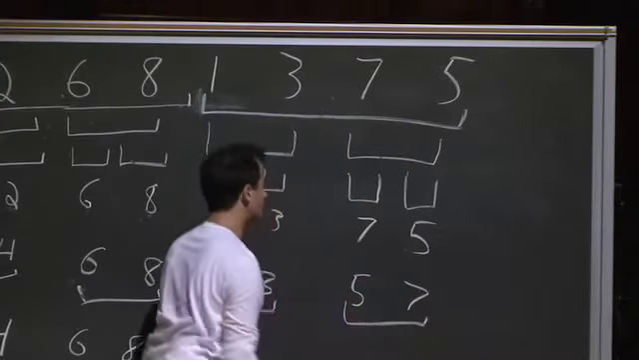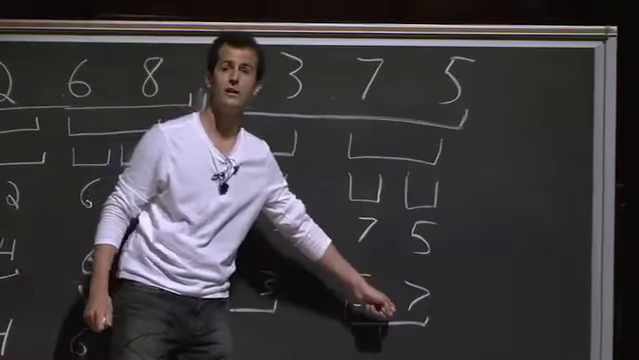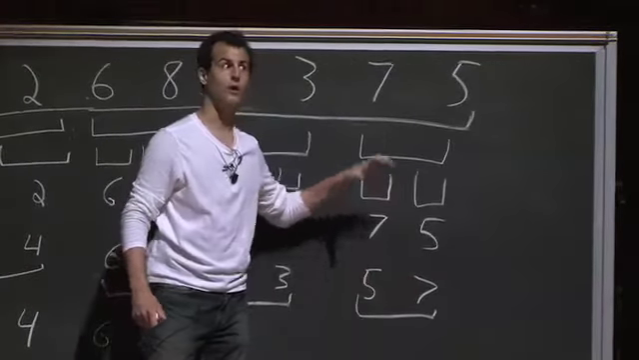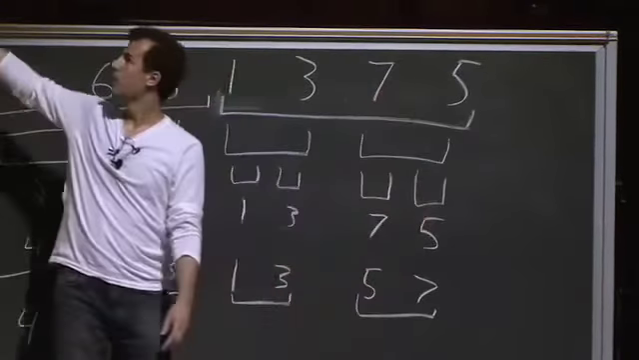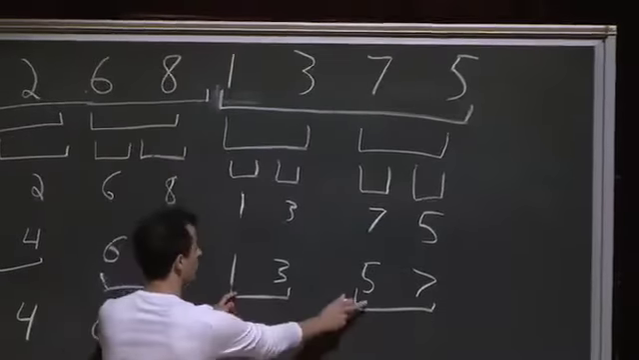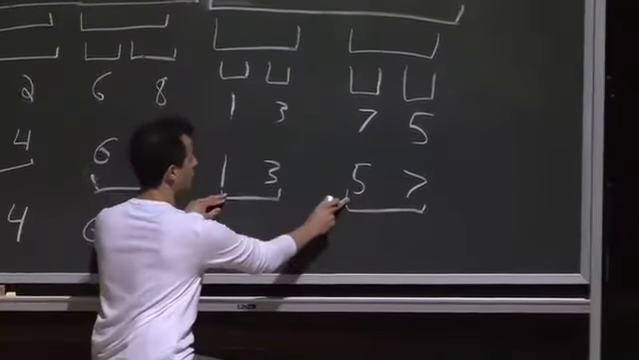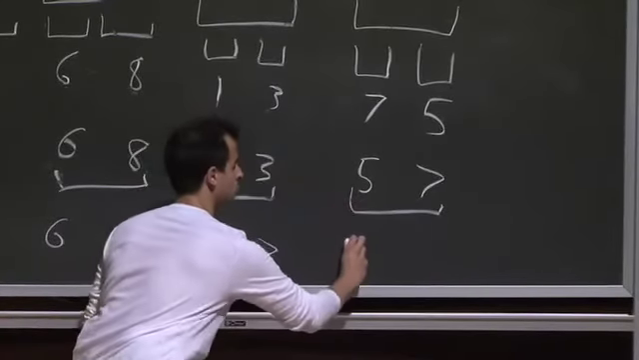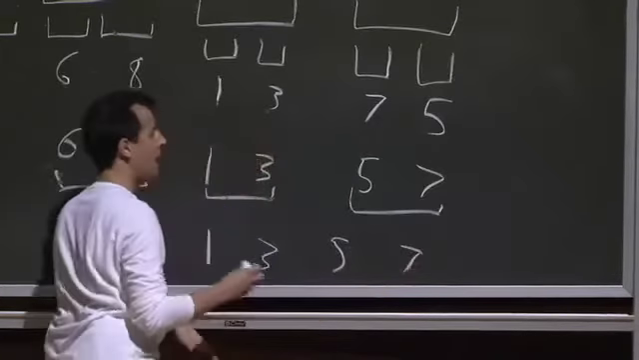So now I have a list of size 2 that's sorted, another list of size 2 that's sorted, the left and right halves, respectively, of the right half of the original. What's the last step? To merge the sorted halves. So 1 and 5, I compare. 1 comes first. Now I compare 3 and 5. 3 comes next. Now I'm out of numbers there. So 5 and 7 get plopped down. Am I done?